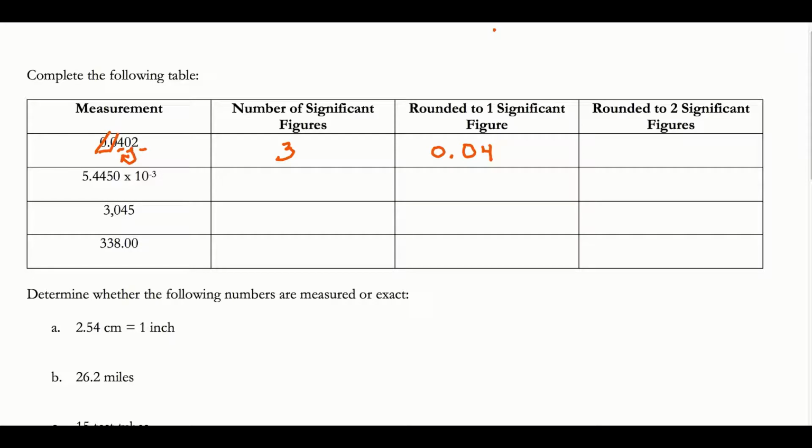If I then wanted to round to 2 sig figs, now I'm going to want to keep the 4 and the 0, and so I need to look at the 2 in that case. The 2 does not round the 0 up, so this rounded to 2 significant figures would be 0.040.